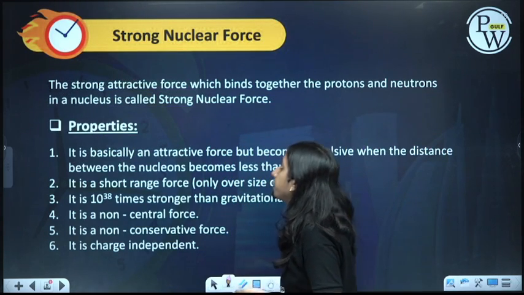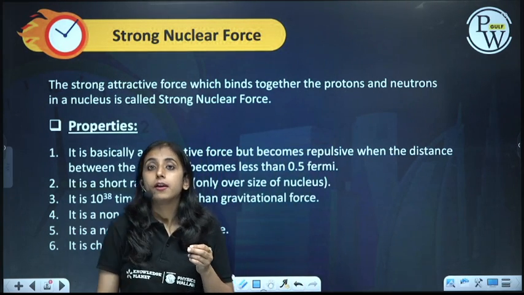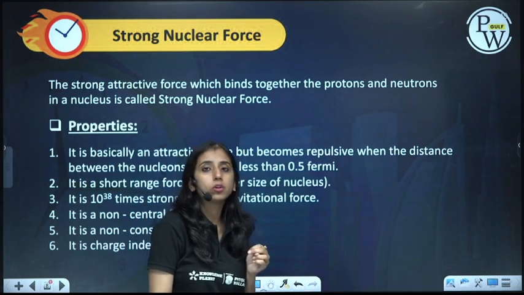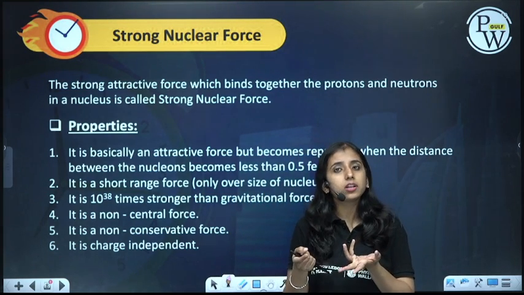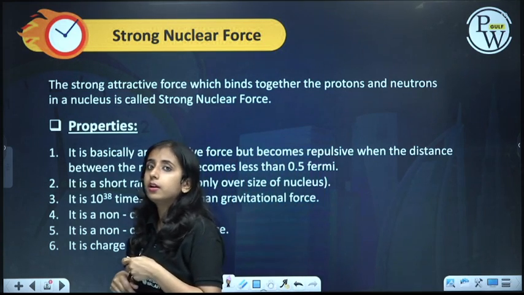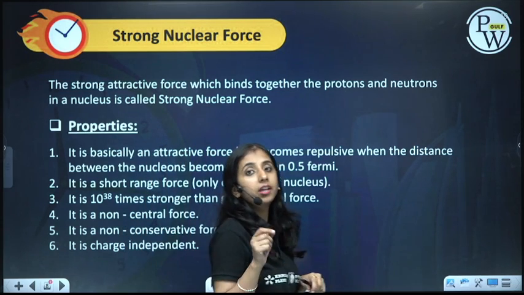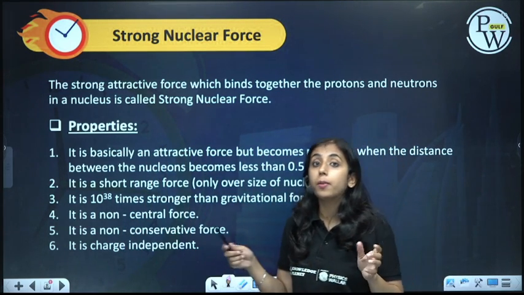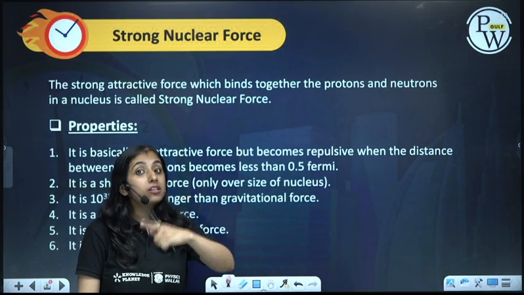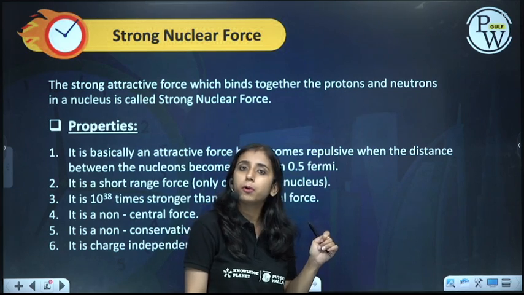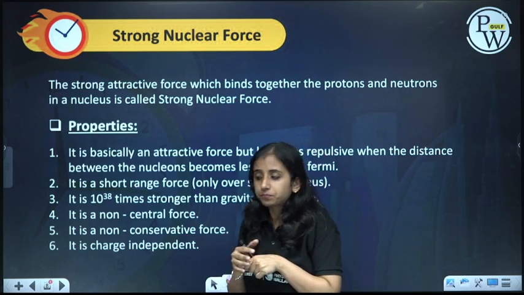See, the next force is the strong nuclear force. Now in our nucleus we have protons and neutrons. Protons and protons are like charges, so they must repel each other. How come then the nucleus is stable? There must be a force which binds the nucleus together and which must be stronger than the electrostatic repulsion between the protons. Then only we can hold the things together.